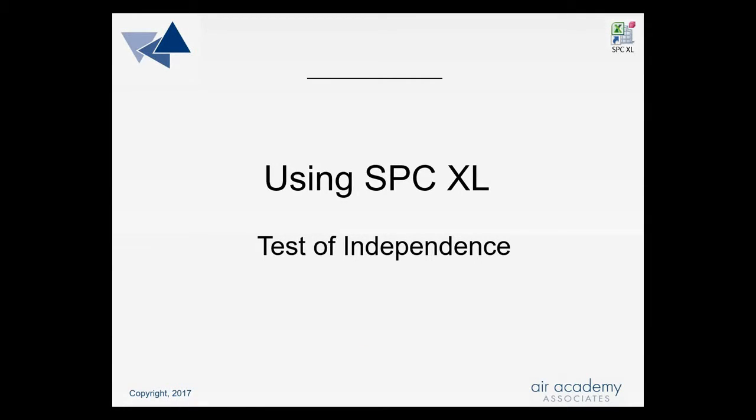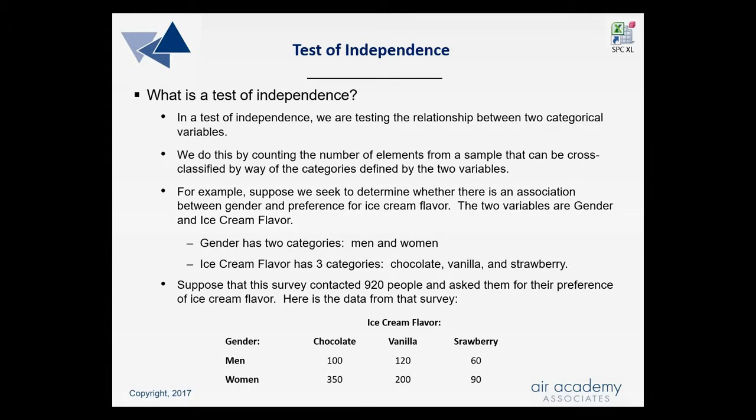In this video clip, we will introduce you to the test of independence. The test of independence is for categorical variables. So exactly what is this test of independence? In this test, we are testing the relationship between two categorical variables. So it has to do with attribute data and counts.